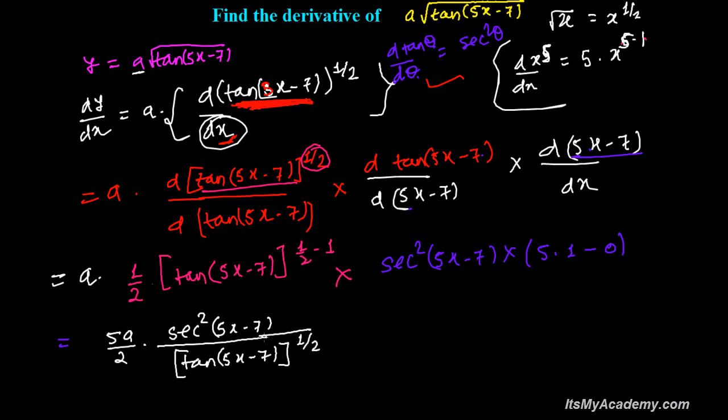But if you don't want to write the half power, you can remove this power and put the root here, as it was originally in the question, because I have already told you if x has the power half, we can write root x, or if root x is there, we can write x to the power half. So this was our required derivative of the given function, a times under root tan 5x minus 7. This is our answer. That's it.